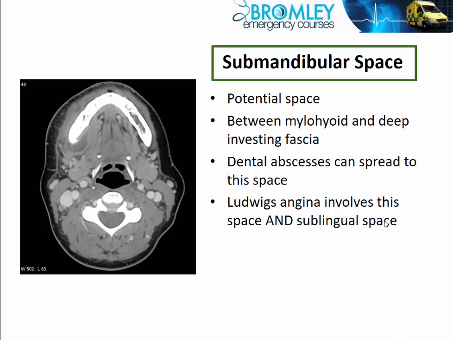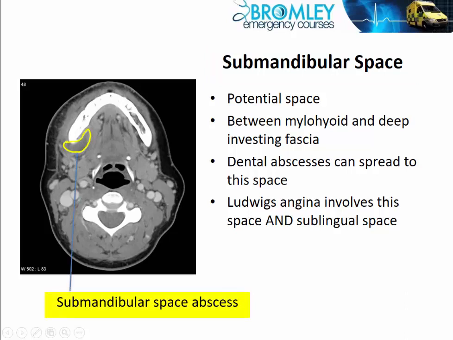And it again is a site of infection, particularly infection from the teeth. If that infection from the teeth infects this submandibular space but also spreads above the mylohyoid, above that tent, but below the tongue in the sublingual space, then the tongue can be elevated, and that's what we mean when we talk about Ludwig's angina. So let's look at this. Here, just to point out the abscess in case you haven't spotted it, that's the submandibular space abscess.